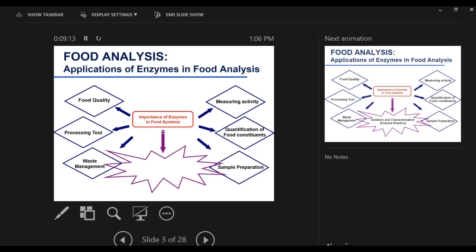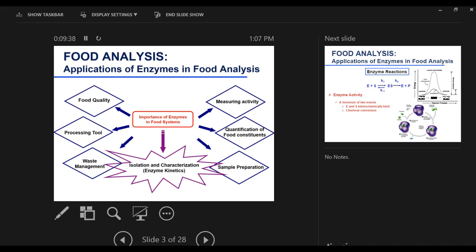Okay. So because we use enzymes in so many different applications, whether to determine constituents or use them as a processing tool, I need to measure the activity so that I know how to use them. So in order to determine the activity of the enzyme or the constituents that are measured due to enzyme activity, we really need to characterize them by understanding enzyme kinetics. Your favorite subject.